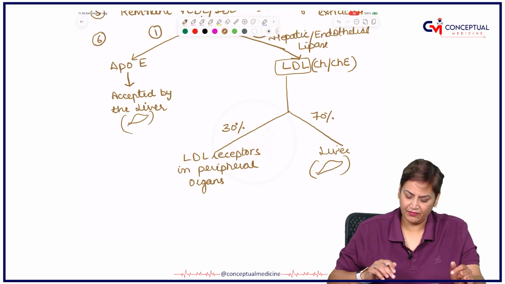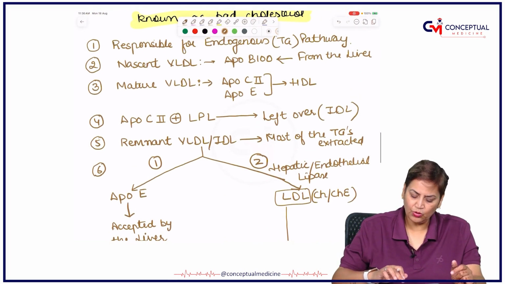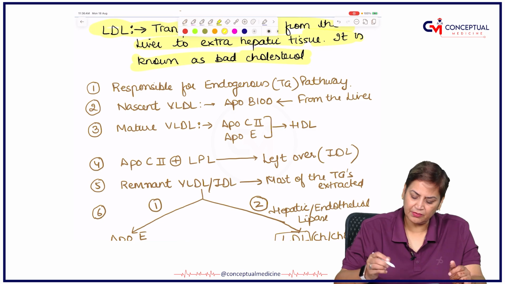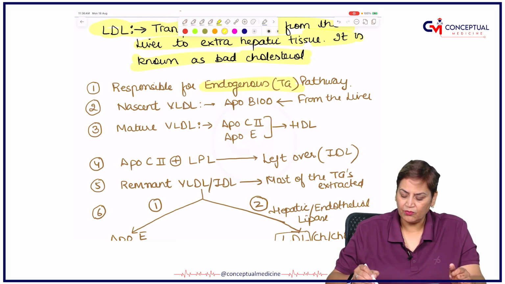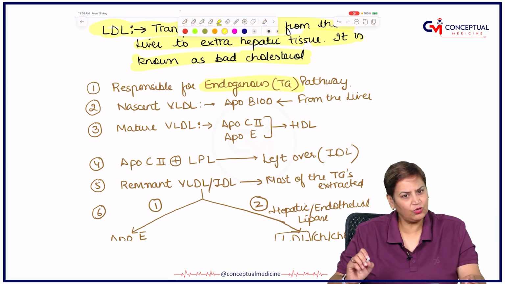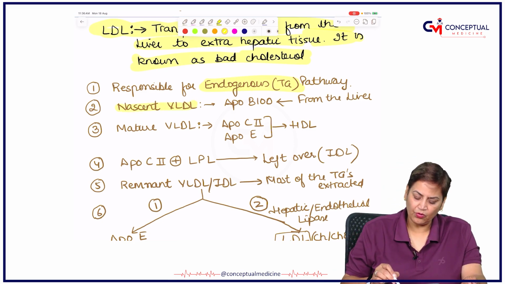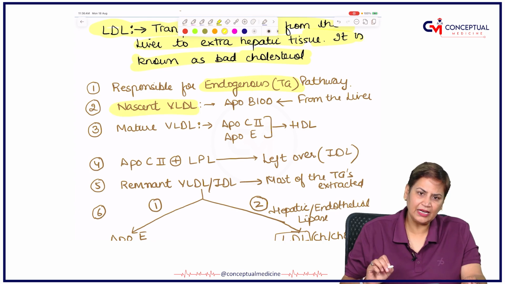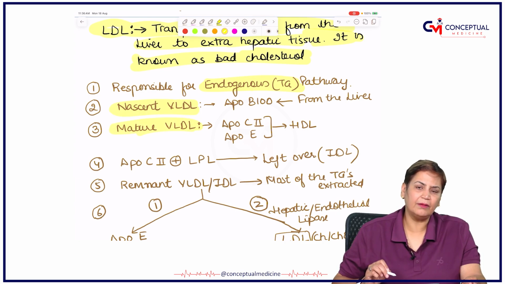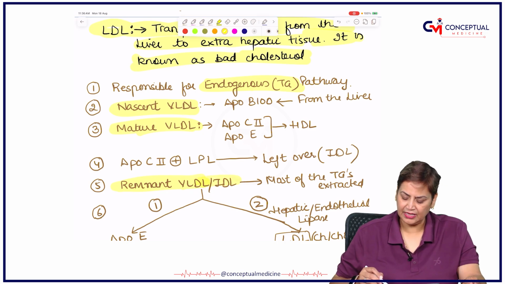This is again very, very important, right? So you have to remember these terminologies. One, you should know what is the difference between endogenous TGs and exogenous TGs? What is a nascent VLDL? What is a mature VLDL? What is a remnant VLDL? Remnant VLDL we can call simply IDL.